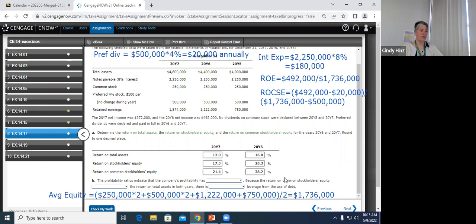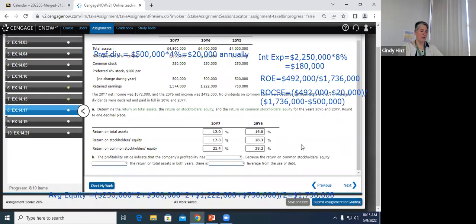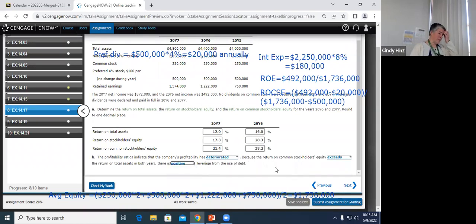And so here we have a comparison from 2016 to 2017. The profitability ratios indicate that the company's profitability has deteriorated. So definitely higher is better on all three of these calculations. Since the return on common stockholders' equity exceeds the return on total assets in both years, there is positive leverage from the use of debt. Okay, so this company has some significant leverage, and they're using that to the advantage of the stockholders.